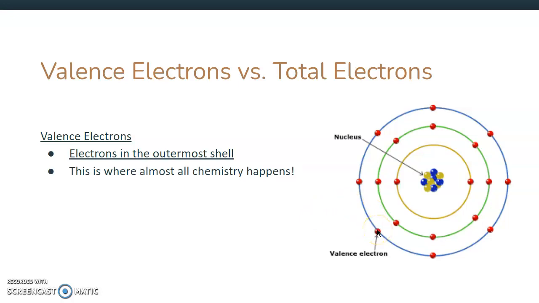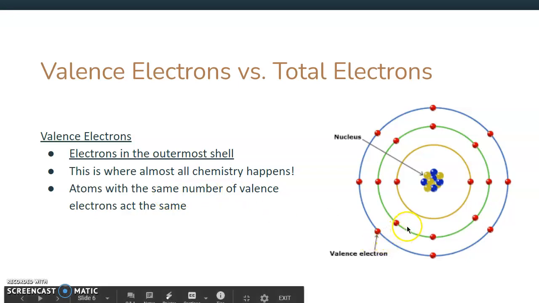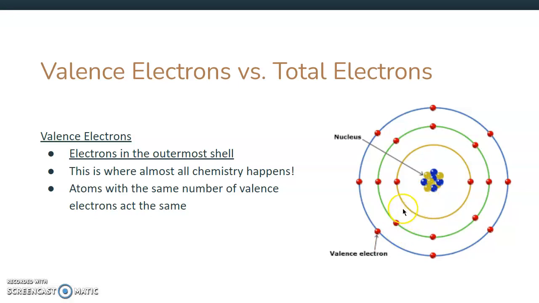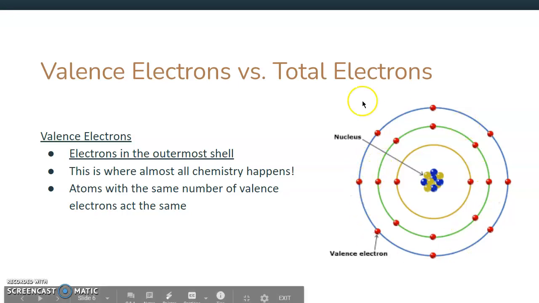It is the reason why certain things act the way they do, and atoms with the same number of valence electrons will act the same. So, regardless of how many shells there are on the inside, so maybe we didn't have this last shell, maybe it was just this first shell and this second shell, it would act the same as an atom that had a third shell because they both have 8 valence electrons.